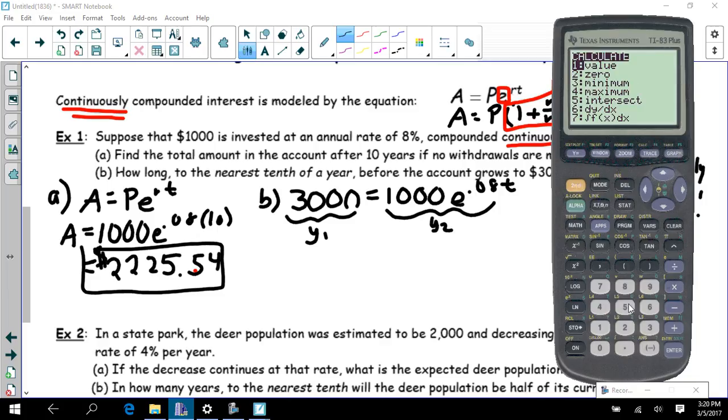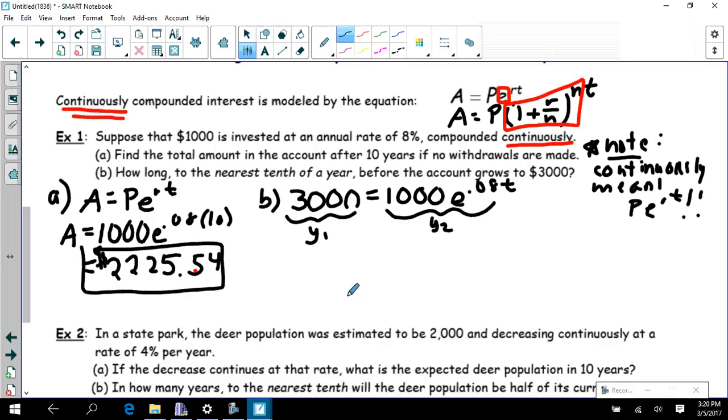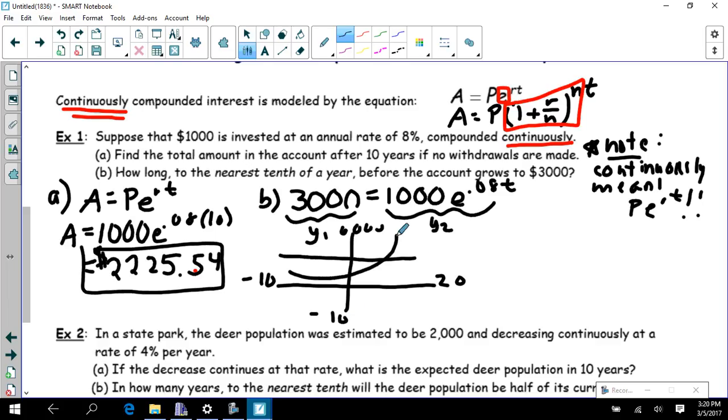First curve, second curve, guess. And it looks like it's going to be T is 13.7 years. So I remember what I need to see. I need to see a graph. We did negative 10 to 20 and negative 10 to 6,000. It looked like this. And we got the T to the nearest tenth was about equal to 13.7 years.